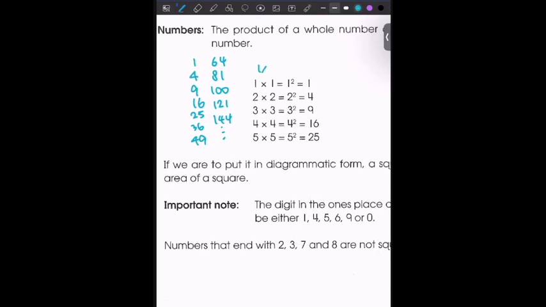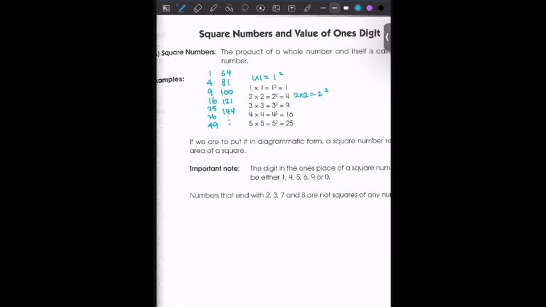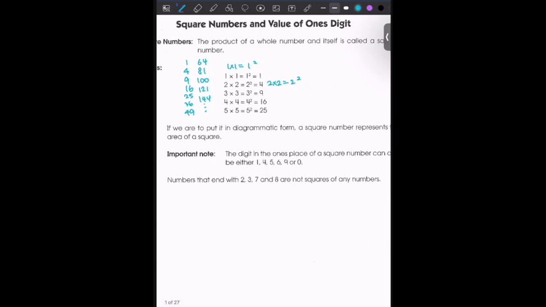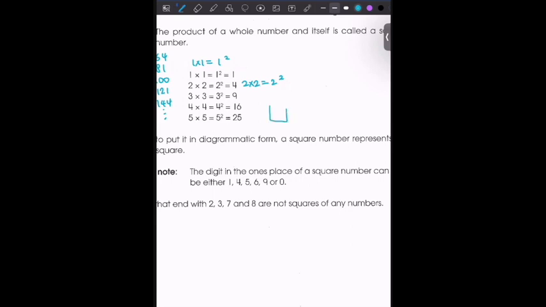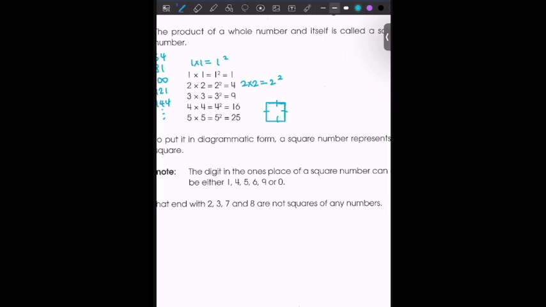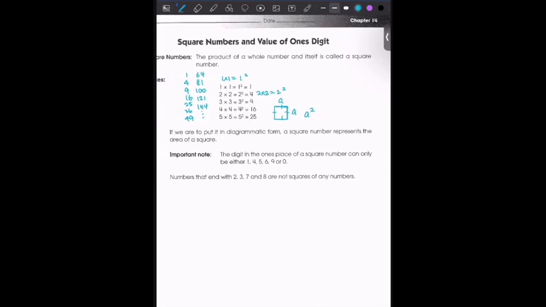1 times 1, we express as 1 squared. 2 times 2 is 2 squared, and so on. If we put it in diagrammatic form, a square number represents the area of a square. All sides of a square are equal, and the area is side times side. If each side is a, then the area is a squared. So the area of a square is going to be a square number.